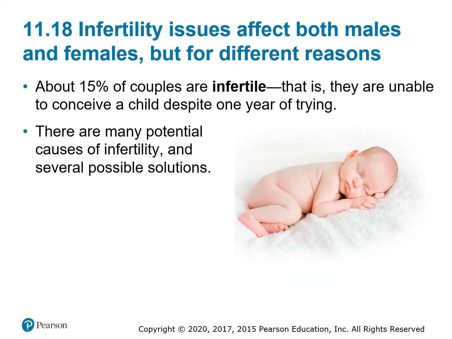Now, infertility issues affect both males and females, but for different reasons. And it's kind of surprising that about 15% of couples are infertile. That's defined as being unable to conceive a child despite 1 year of trying. And there are many potential causes of infertility and several possible solutions.